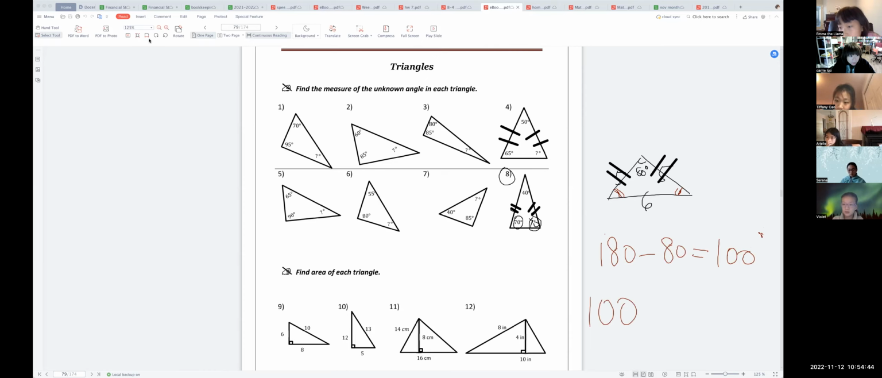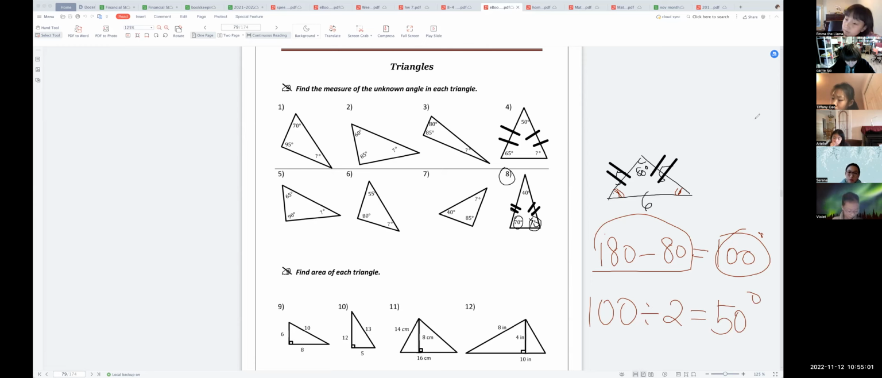Okay, everybody, let's take a look at this one. So 180 minus 80 equals 100 degrees. That means these two angles added together equal 180. So 100, what about 2? So it's 50. 50 degrees. Understand?